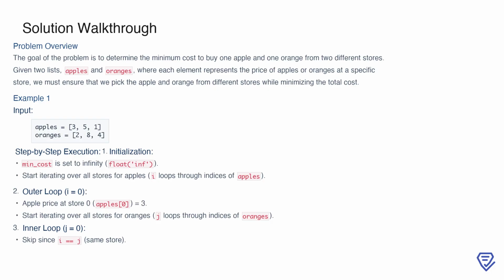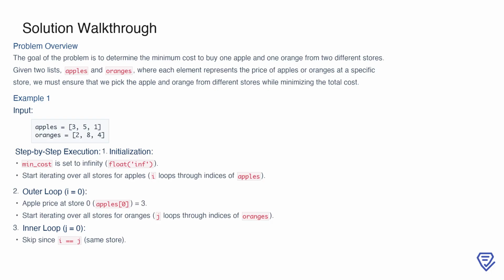In this problem, we aim to find the minimum cost to buy one apple and one orange, ensuring they are selected from different stores. We are provided with two lists, apples and oranges, where each element represents the price of apples or oranges at a particular store.